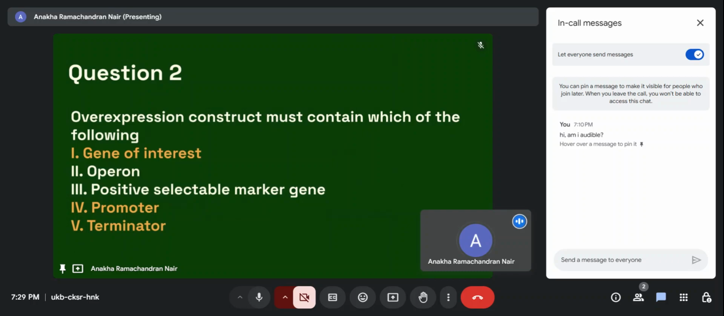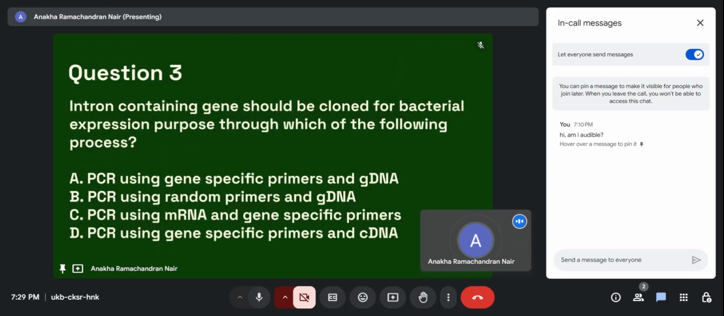Let's move on to the next question. Question number three is: introns containing genes should be cloned for bacterial expression purpose through which of the following processes? There are four options given to you. Option A is PCR using gene-specific primer and genomic DNA. Option B is PCR using random primer and genomic DNA. Option C is PCR using mRNA and gene specific primer, and option D is PCR using gene specific primer and cDNA.